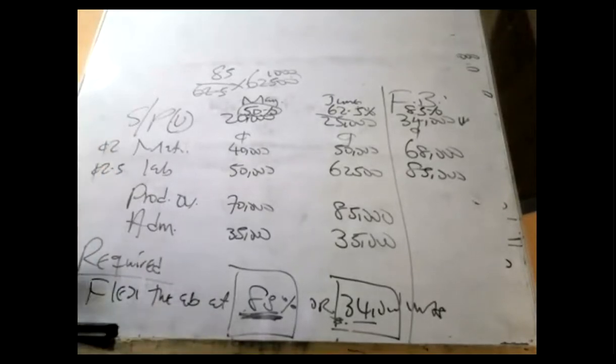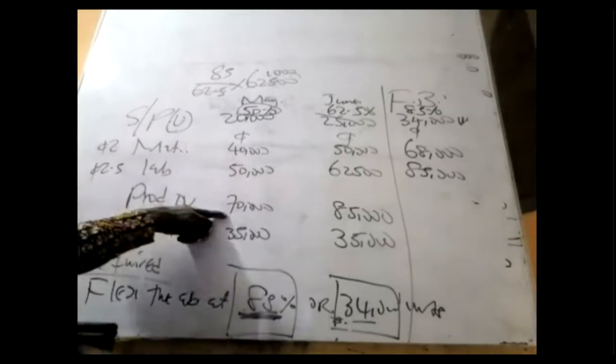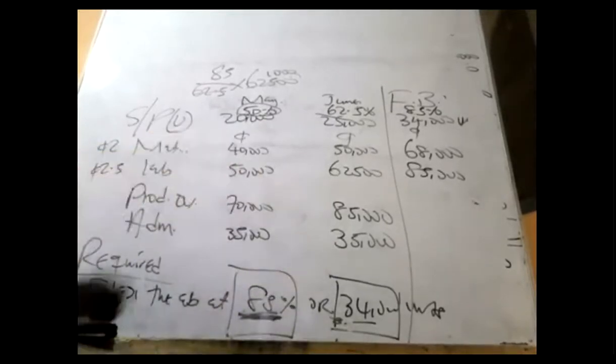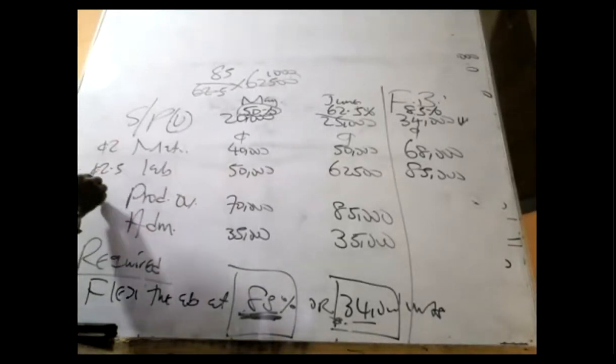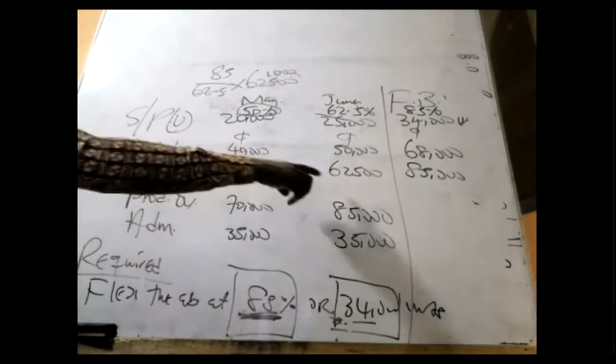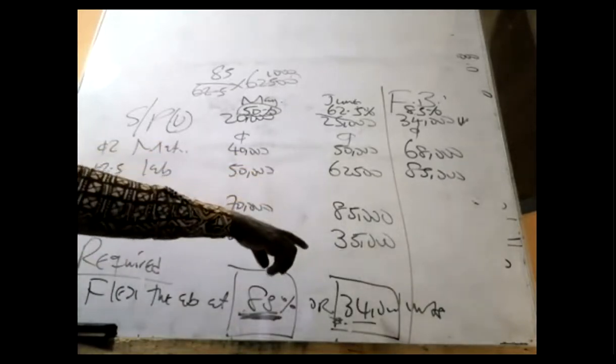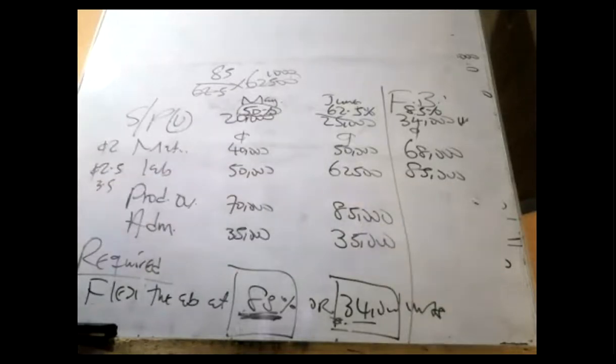Okay, now go to production overhead. Divide 70,000 by 20,000 units. What do you get? 70,000 divided by 20,000, I'm getting 3.5. Let me write it here. Then divide 85,000 by 25,000 and let's see whether we're getting 3.5.